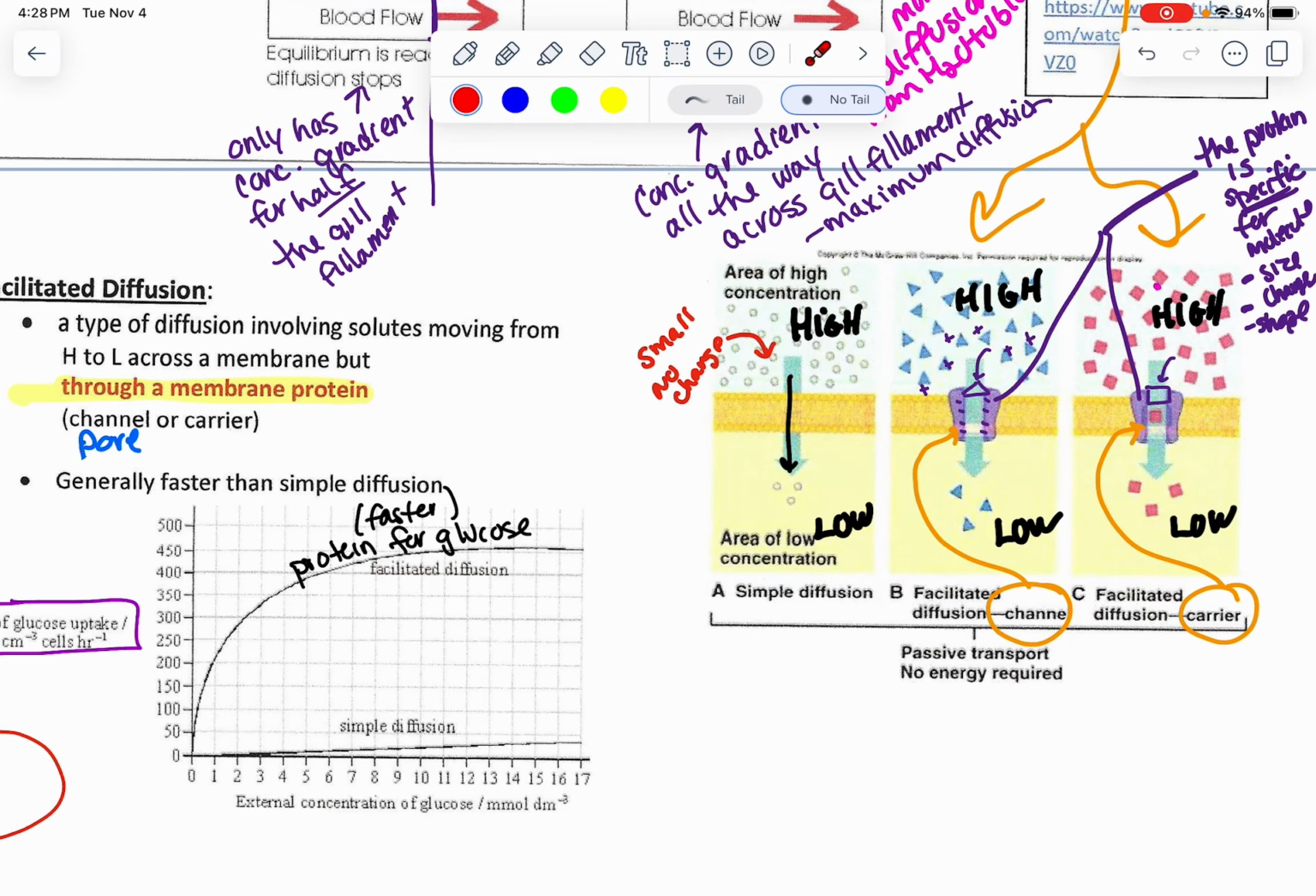If I can figure out how to shut this thing off. Oh my gosh.